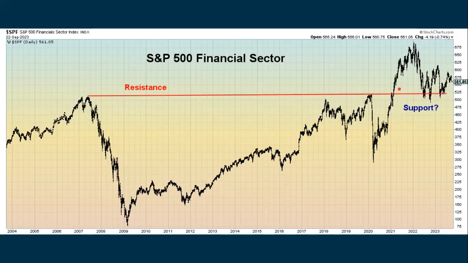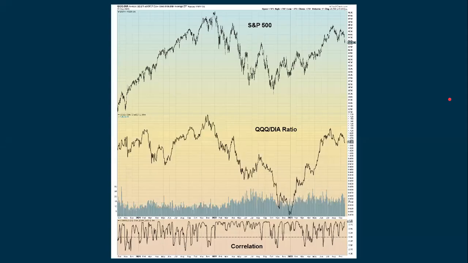It broke above resistance back in 2021 and went and set an all-time high. Now that we've been under some pressure in 2022 and into 2023, we did come back down, and what was once resistance now becomes support. We're still well above this level, so I haven't been showing this chart. Then we look at the S&P on top, and then we take a ratio between the Qs, the NASDAQ 100, and the diamonds, which is the Dow.